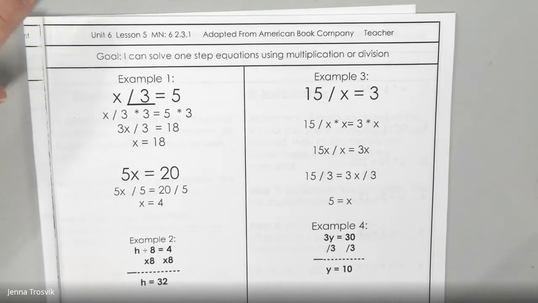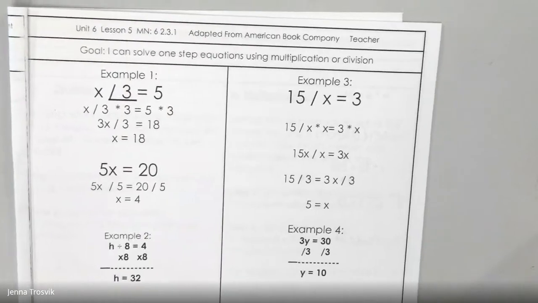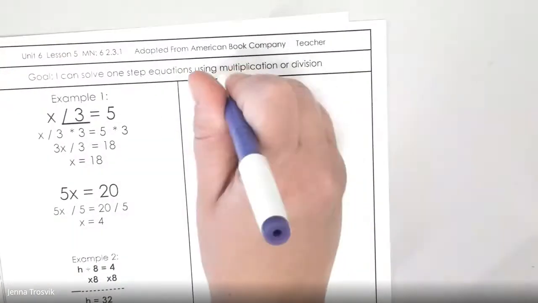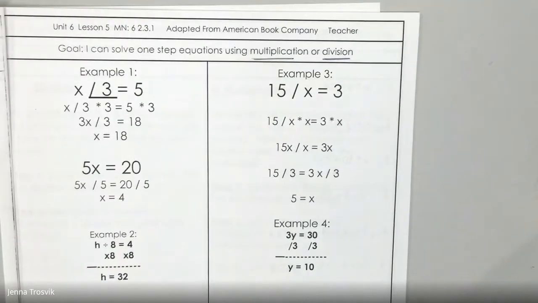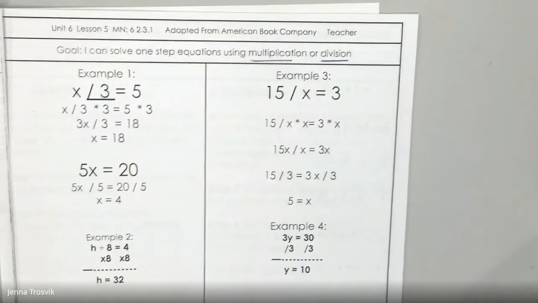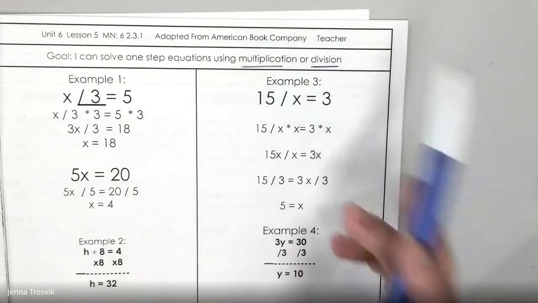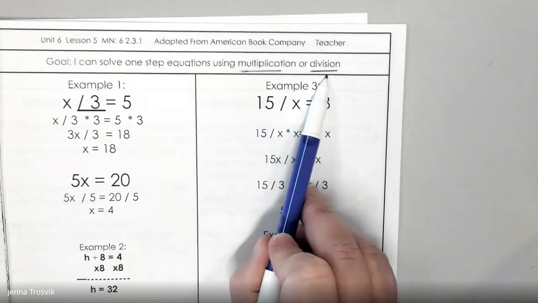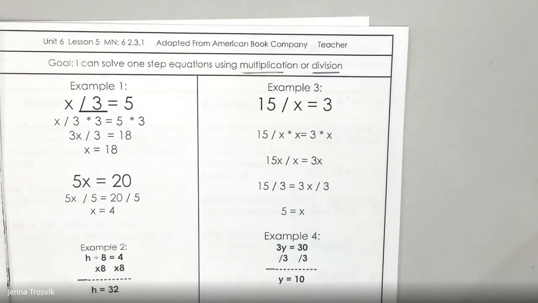Today we are going to be working on Unit 6, Lesson 5. We are on the teacher page. Yesterday we did addition and subtraction. Today we are going to be working with multiplication and division because they are opposites. So when we are solving today, we are going to use the opposite function to help us solve for the missing piece. If we are multiplying, we might use division to help us solve. If we are dividing, we may use multiplication to help us solve for the variable.